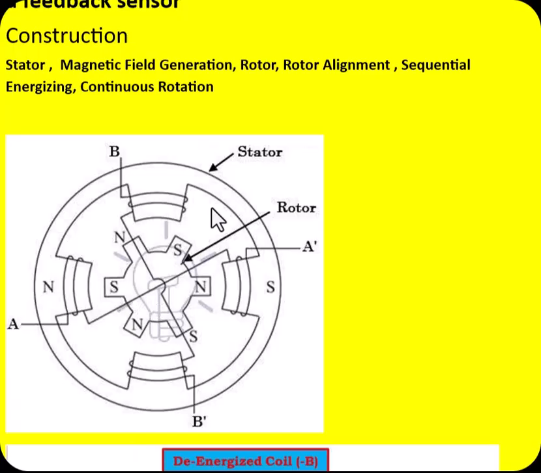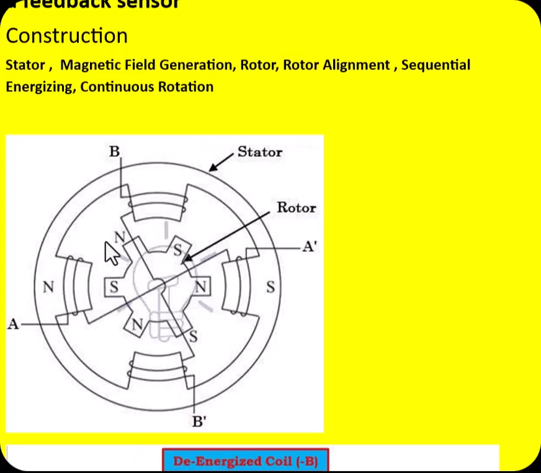Whereas the stator has totally 4 poles, and the phase A winding is excited first. That is, A dash is connected to the supply. In that case, here north pole will form and here south pole is formed. Now this is the rotor south pole and this is the north pole. So the south pole is attracted to the north pole.